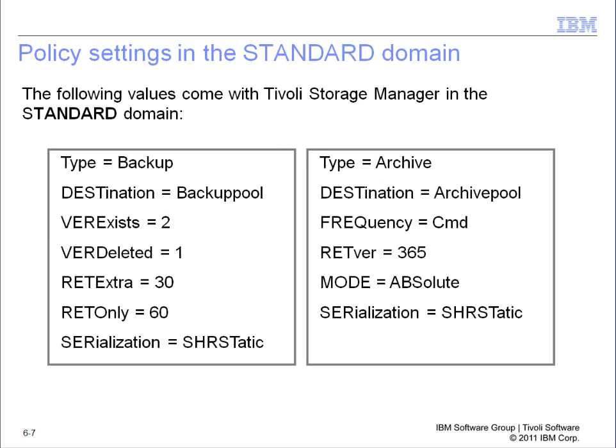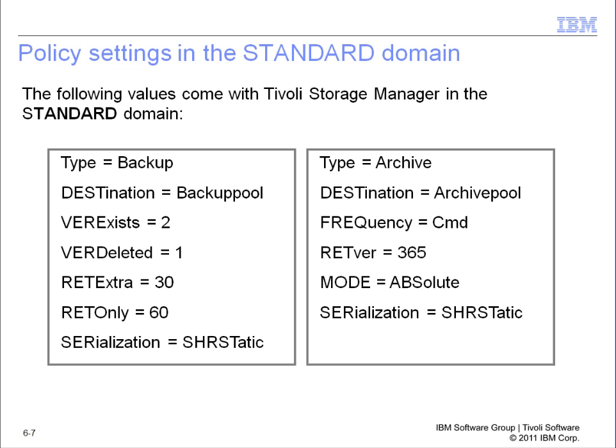For a backup type, the destination is backup pool. 2 versions exist. This means as long as the file still exists on the client node, 2 versions will be retained. Version deleted equals 1. Once the original file has been removed from your client system, 1 version is retained. Retain extra means as long as the file is still existing on the client system, the backup copy will be kept for 30 days.